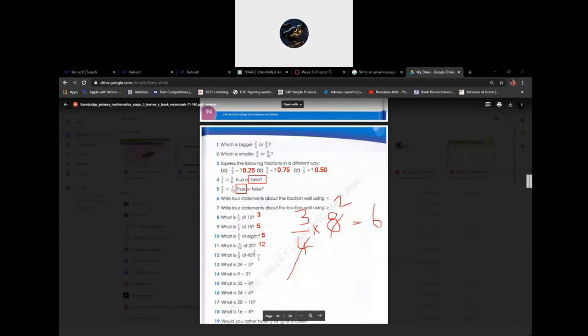I think it is 8. I disagree. I think it's 25, because if you divide 40 by 8, you get 5, and then if you multiply 5 by 5, you get 25. Yeah, I agree with 25. Yeah, I got 25. So we'll move on.